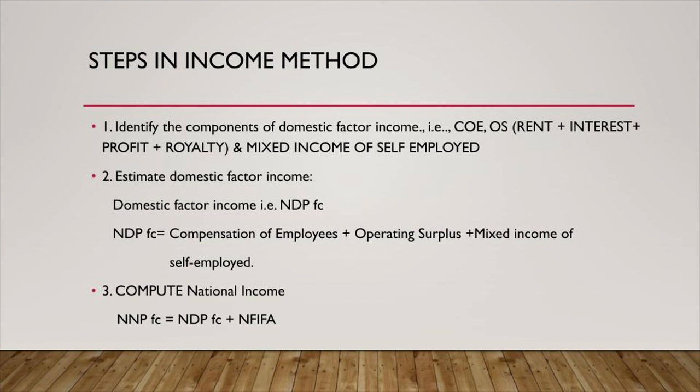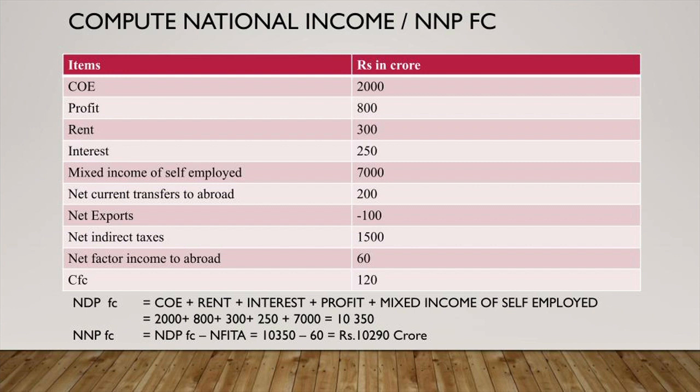The first step is to identify the domestic factor income in an economy, that is, the compensation of employees, operating surplus, and the mixed income of self-employed. To find the domestic factor income, add compensation of employees, operating surplus, and mixed income of self-employed. This will give you the domestic income, that is the NDP-FC. To compute national income, add net factor income from abroad to the domestic income.